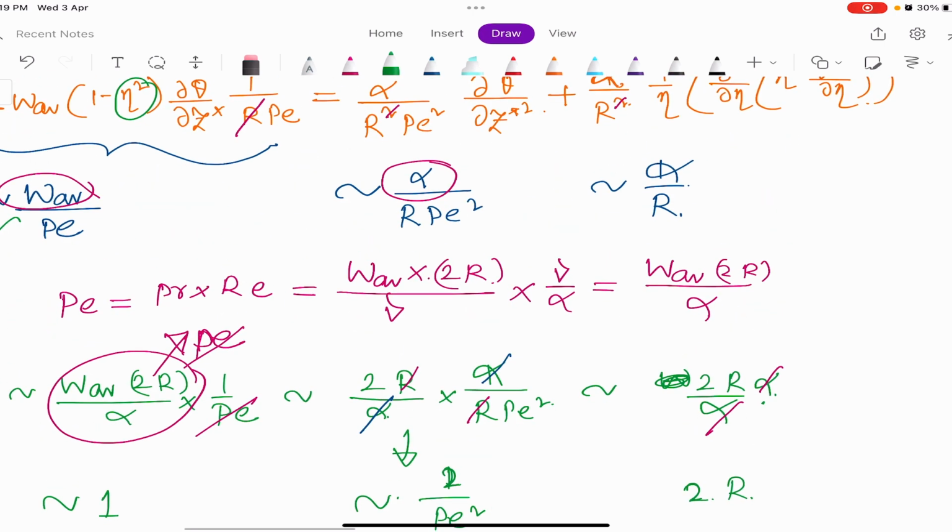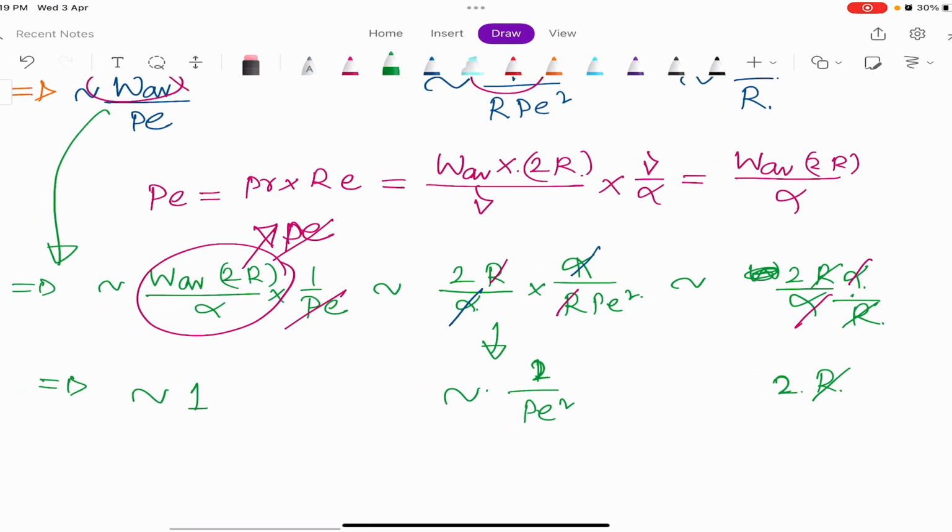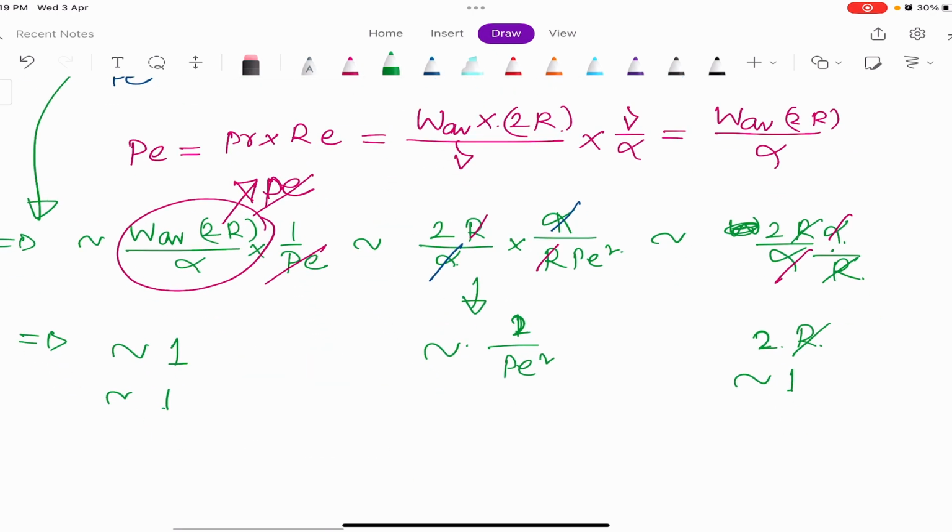Okay, so is this r extra? So this is of the order of alpha by r. I am multiplying by 2r and dividing by alpha. So here also I was having an r. So this is of the order of 2. There is nothing called of the order of 2, so this is of the order of 1. This is of the order of 1, and this is of the order of 1 by Peclet number whole square.